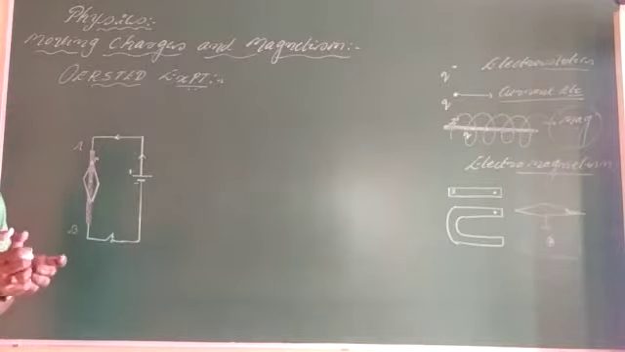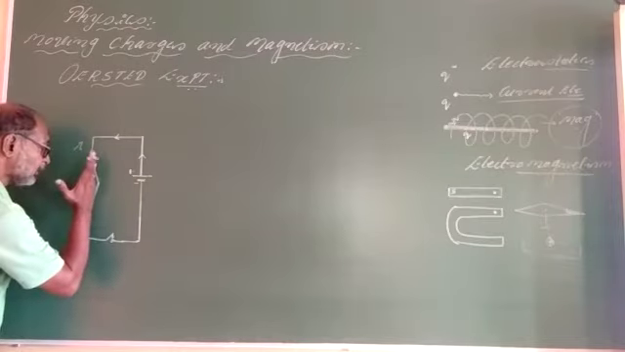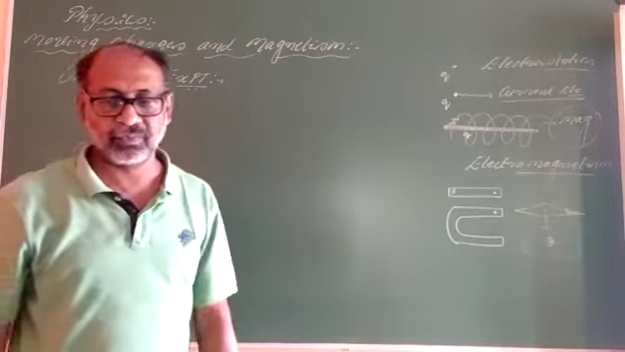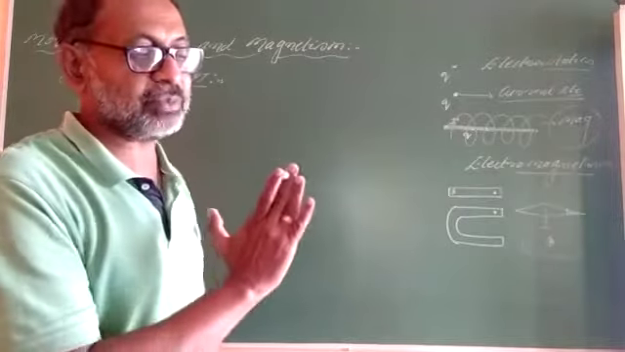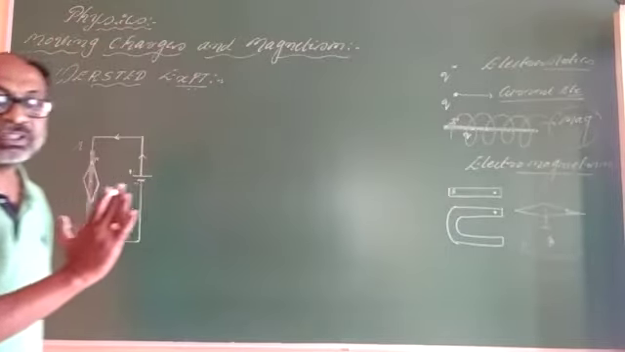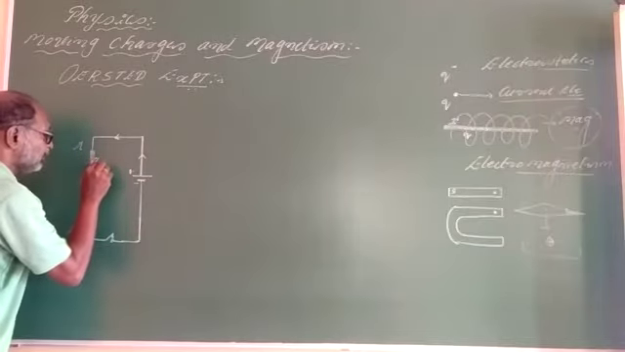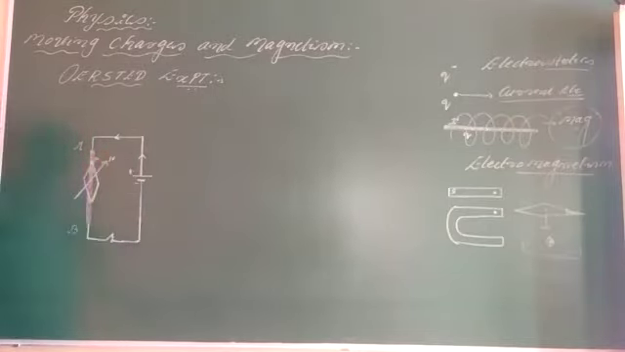Then what you will observe here is this magnetic needle deflects to one side. When it suddenly happens, what happens here? It deflects in this particular direction. So it will show in this way. This is the direction.